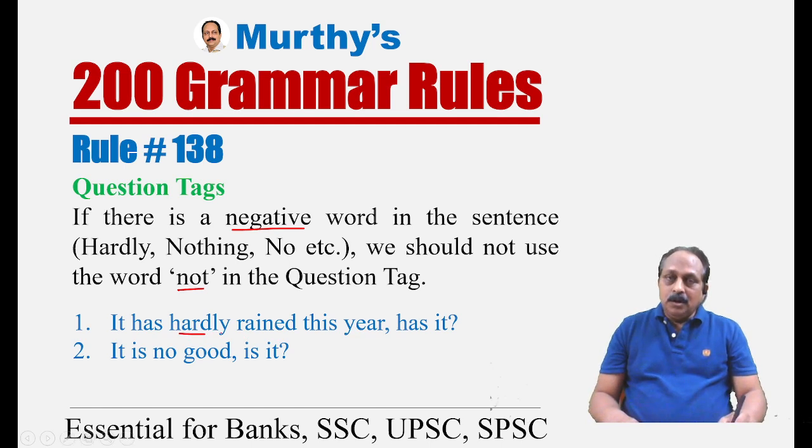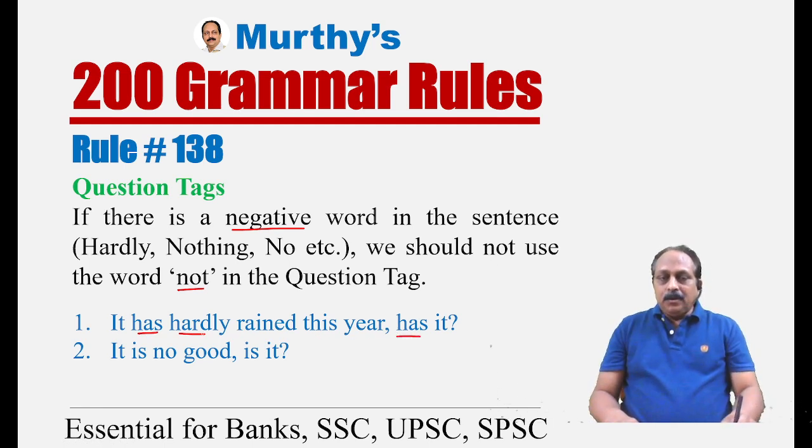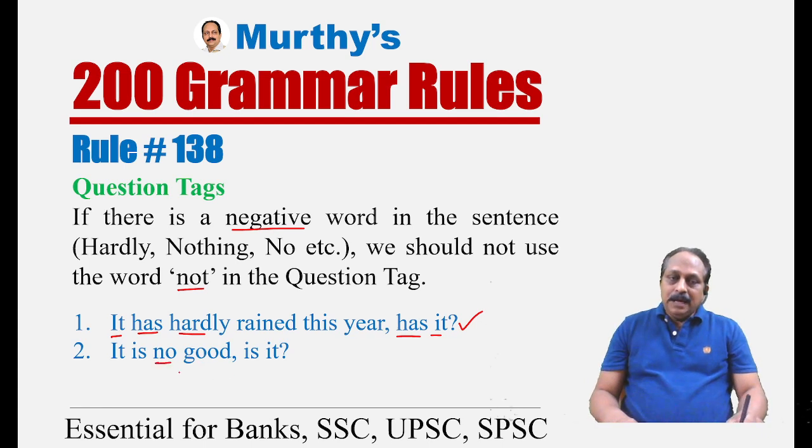What is the negative word in this example? Hardly. And what is the helping verb? Has. You have to repeat the helping verb, but because of the negative word, in the question tag, you should not use the word not. Has it? Subject it. Hasn't it? Not correct. Has it. It is no good. We also say it is not good. It is no good. What is the negative word? No. Because there is a negative word, in the question tag you should not use the word not. Helping verb is, it is no good, is it? Then it is correct.